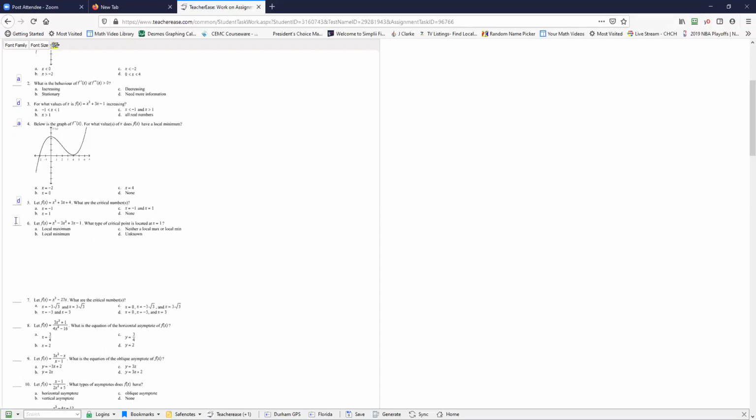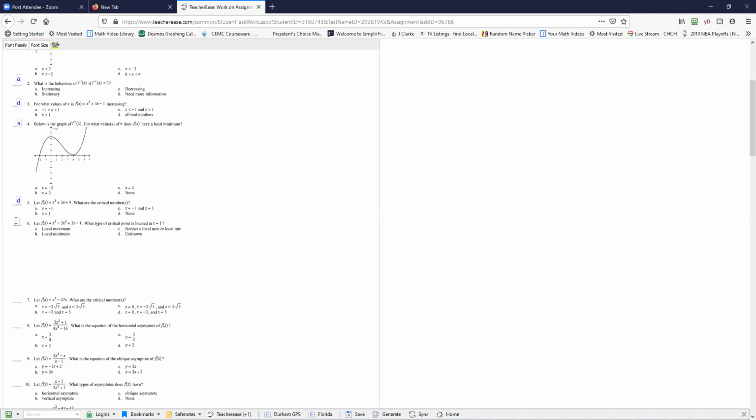If I give you this and ask what type of critical point is located at x equals 1. I'm giving the original function, and they're telling you that there's a critical point at x equals 1. So the question is not asking where's a critical point. It says there is a critical point at x equals 1. But now we need to ask, how do we find what kind of critical point it is?